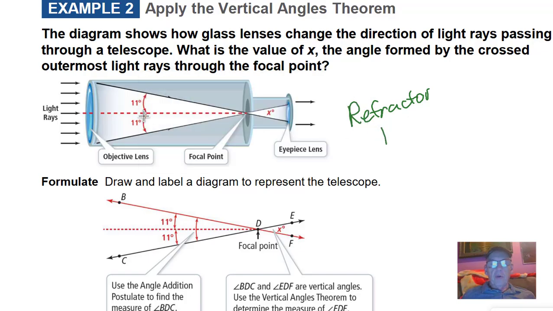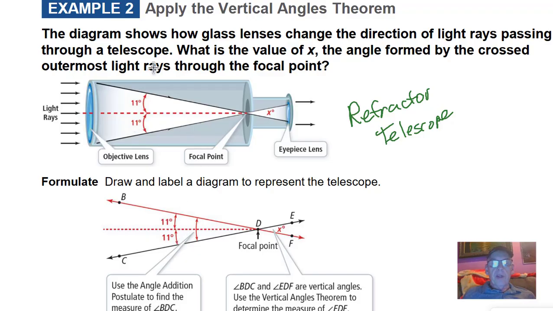A refractor telescope uses a lens and it focuses it through the focal point and then goes through the eyepiece and basically into your eye. A reflector telescope, the light comes in, bounces off a mirror up to another mirror, and then through the eyepiece. So a refractor telescope actually needs to be longer than a reflector telescope. So this is a refractor. A trivia fact, I guess.